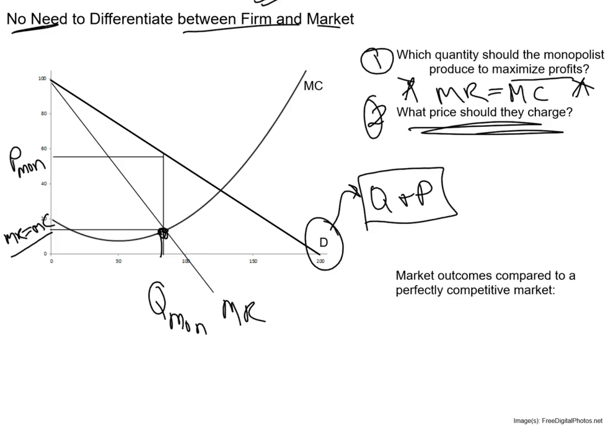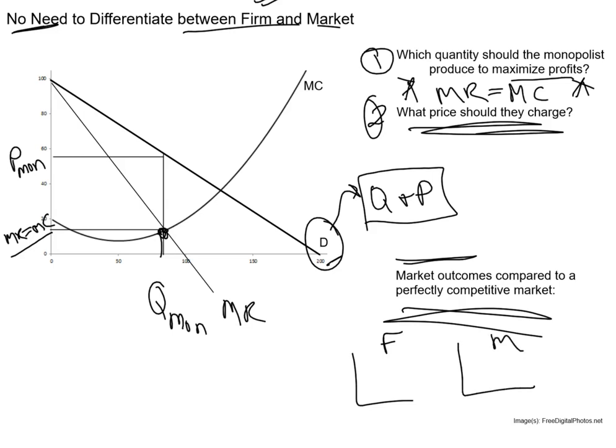And that demand curve tells us, for a given quantity, what price the monopolist will charge. Remember, our market outcomes are prices and quantity. These are the prices and quantity of a monopolist. What I want to do is compare it to a perfectly competitive market. Go back in your mind: you've got a firm, you've got a market. When we did a perfectly competitive market, we just had a demand curve and a supply curve, and we had P star and Q star in the market where supply and demand intersect.